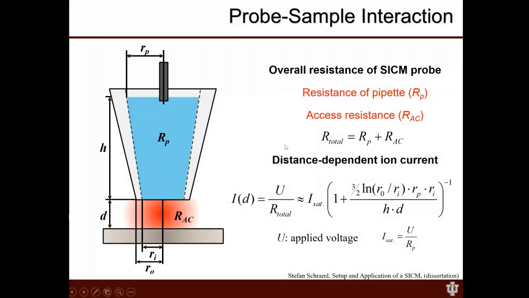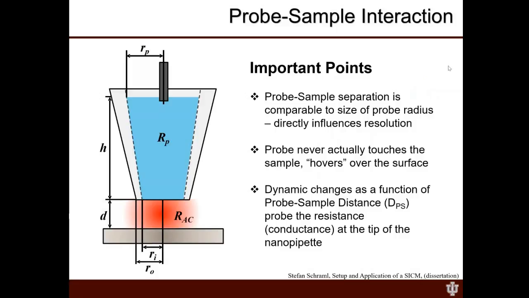So the important points here then are that probe sample separation is comparable to the size of the probe radius. So the space between the pipette and the sample approaches essentially the radius of this tip, and that directly influences the resolution that one can attain, and so it's an important factor to keep in mind.